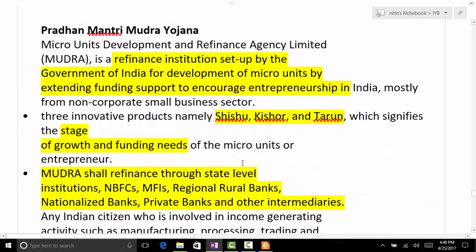Then Mudra Yojana. Has the question been asked last year from Mudra? It's an important scheme, so the question can be asked. Sir, it can also be asked in reverse.